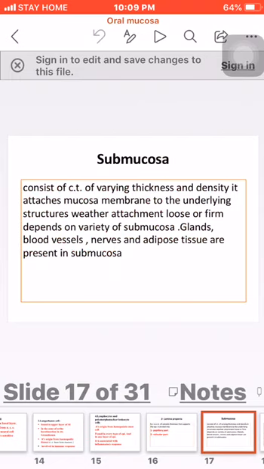Underlying the oral mucosa is the submucosa, which consists of connective tissue of varying thickness and density. It attaches the mucous membrane to the underlying structures. Whether this attachment is loose or firm depends on the variety of submucosa. It possesses glands, blood vessels, nerves, and adipose tissue.